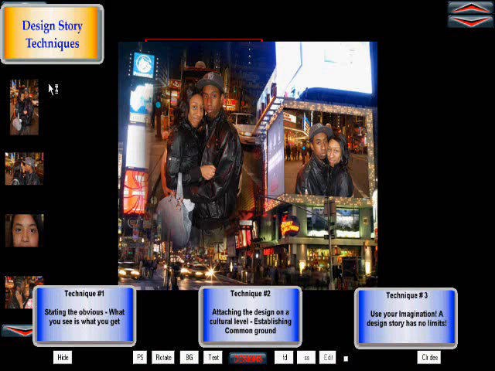Okay, the way I would explain this story to this customer would be, you guys are standing in Times Square. You're also in the billboard. This design was created on 45th Street and 7th Avenue. This is one of my favorite places of hanging out in Times Square.